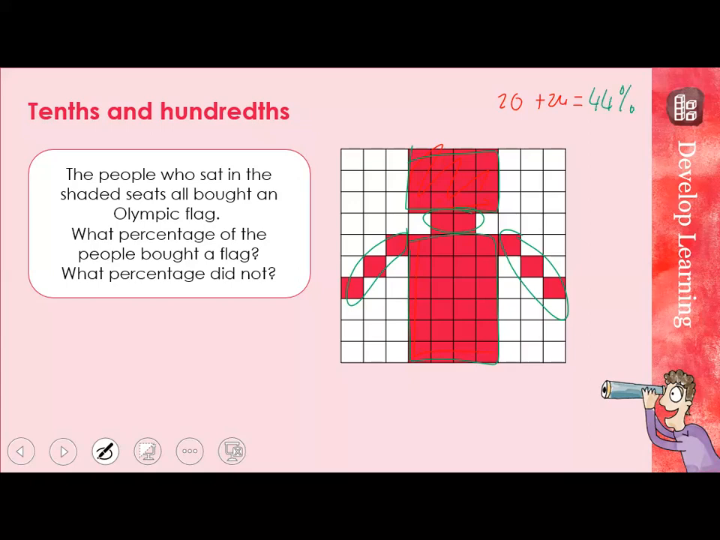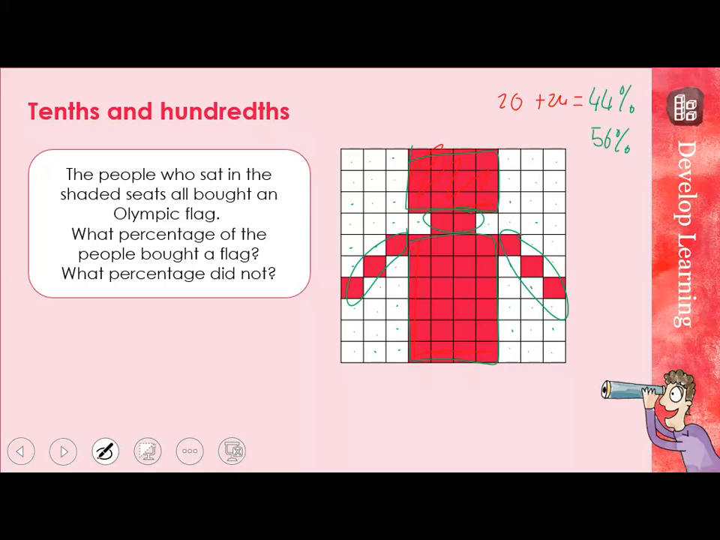Now, how would I work out what percentage of them didn't buy a flag then? Well, there were a number of ways I could do it. I could count all the white squares. 1, 2, 3, up to 20, 21 up to 30, 31 up to 40, 41 up to 50, and 51, 52, 53, 54, 55, 56. So I could say that 56% didn't buy a flag.